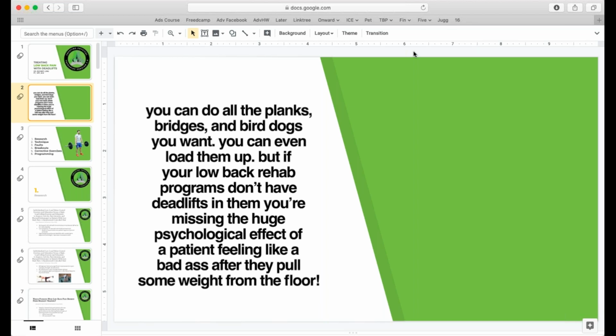And I think that's what low back pain and utilizing deadlifts comes down to: 75% of the effects of deadlifts are simply getting that area stronger. The other 25% is this giant psychological effect that people get when they are scared of their back and they go and pick up some weight off of the floor.